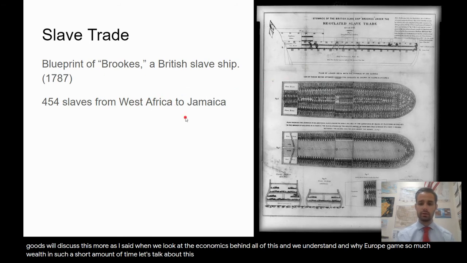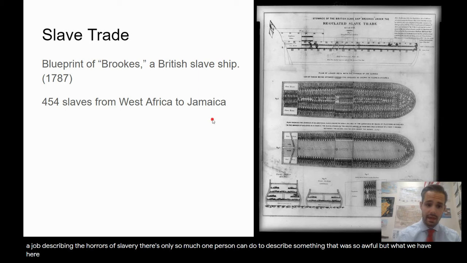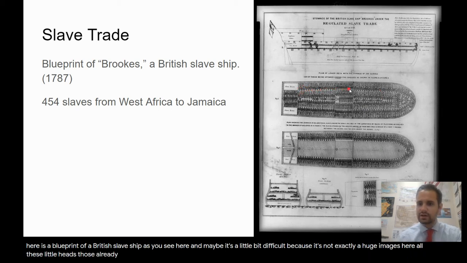Let's talk about the slave trade here. So once again, as I said earlier, I don't do that great of a job describing the horrors of slavery. There's only so much one person can do to describe something that was so awful. But what we have here is a blueprint of a British slave ship. As you see here, and maybe it's a little bit difficult because it's not exactly a huge picture, but all of these little images here, all these little heads, those all represent slaves.